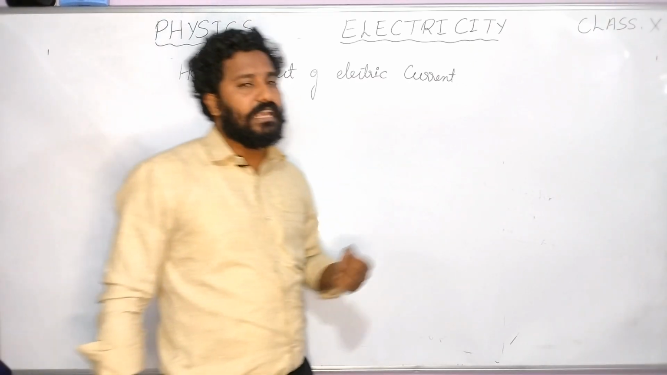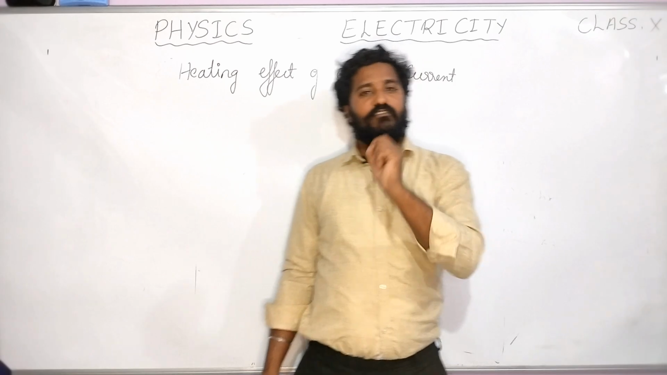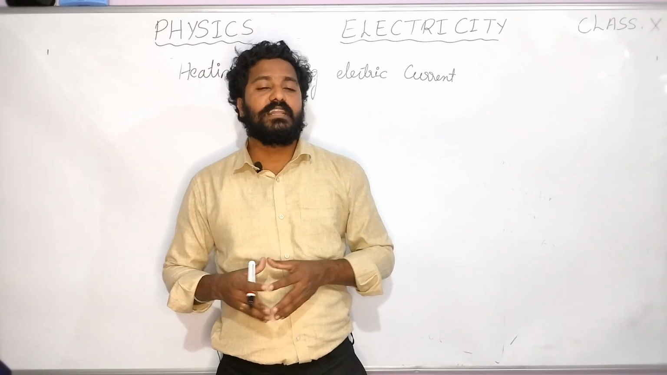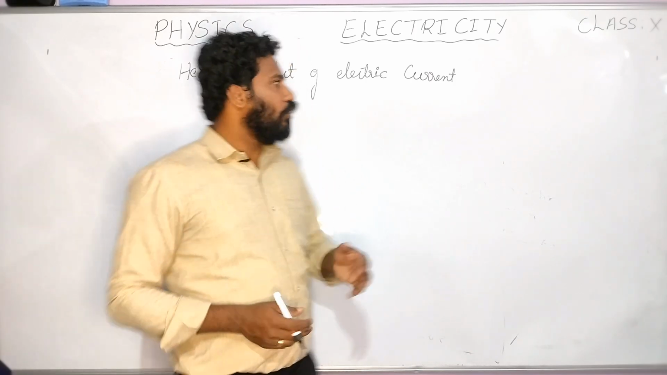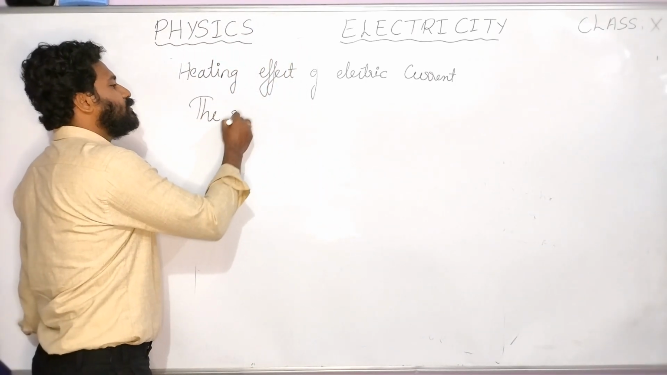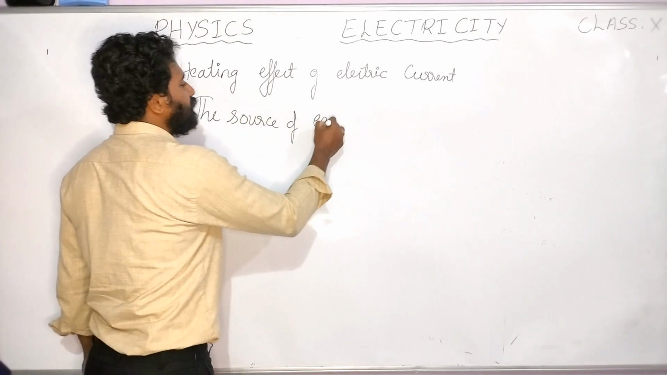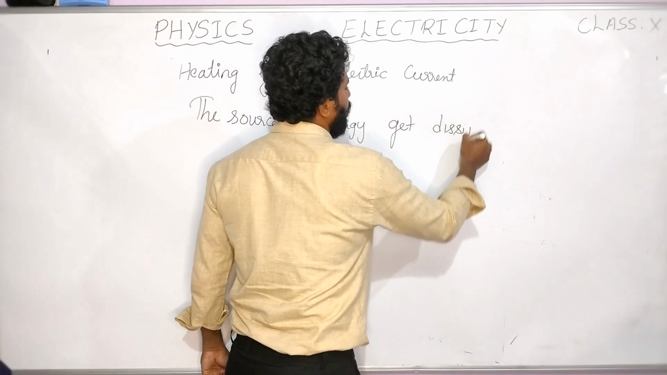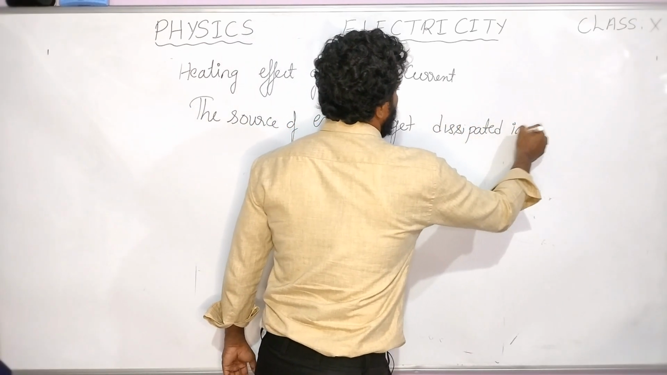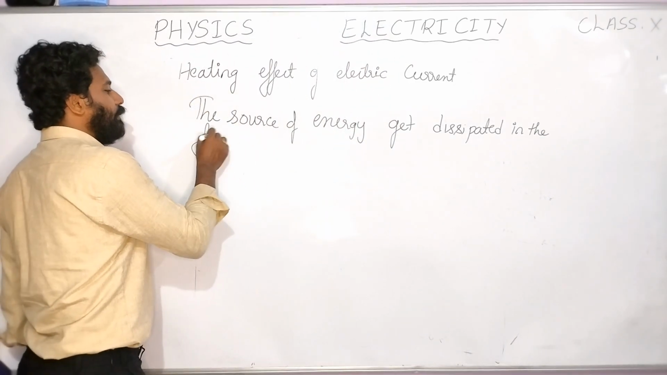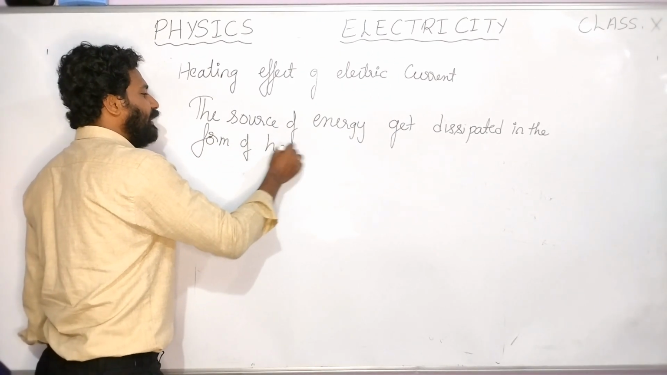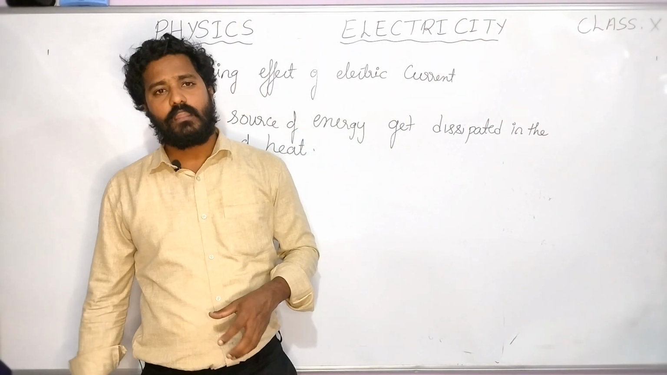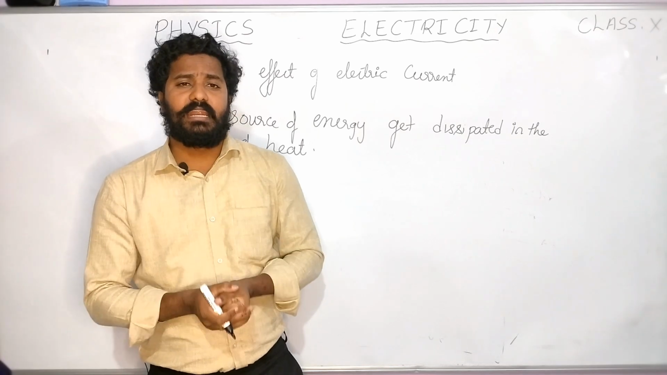Now we are discussing the heating effect of electric current. What is the heating effect of electric current? It is an effect from the current, that's all. It is a very simple way. The source of energy getting dissipated in the form of heat is called the heating effect of electric current.